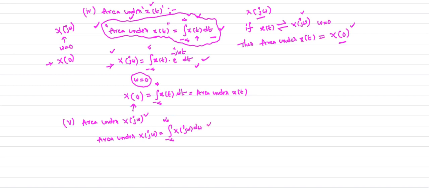We need to integrate that signal to calculate the area under X of j omega. Now, using the Fourier transform, how are we going to calculate the area under X of j omega directly? For that, use this expression. Already you know this expression.